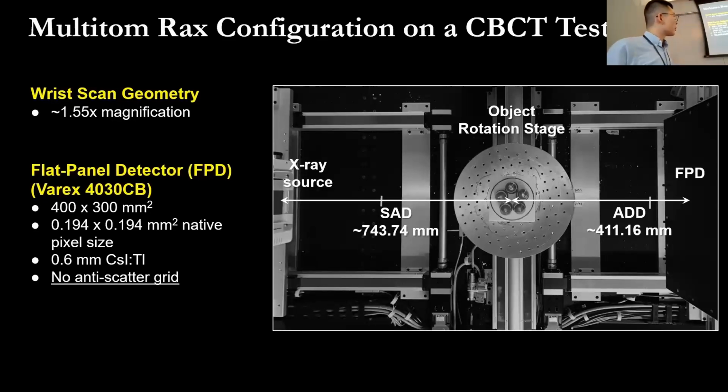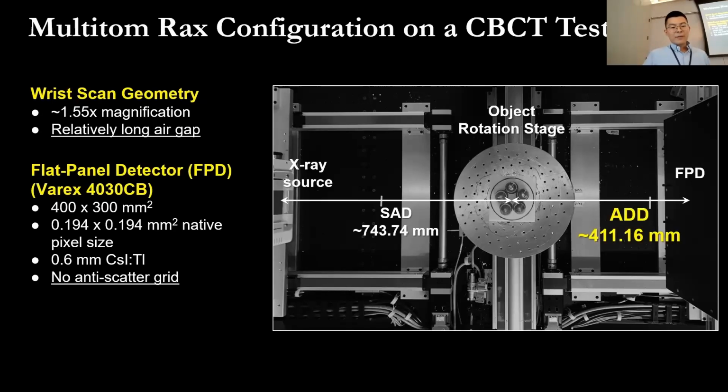And this is the axial view of our test bench at Hopkins. I guess some of you, if you sign up for the tour, might be able to see it. We configure this to be all powered by motion stage. We configure this to the multi-tone Rex wrist geometry with about 1.55 magnification. The detector is a Varex 4030 with no anti-scatter grid installed. One thing I want to emphasize here is that the air gap of this geometry is quite large, about 40 centimeters. So scatter is relatively not that significant, and you will see that a little bit later in the SPRs.